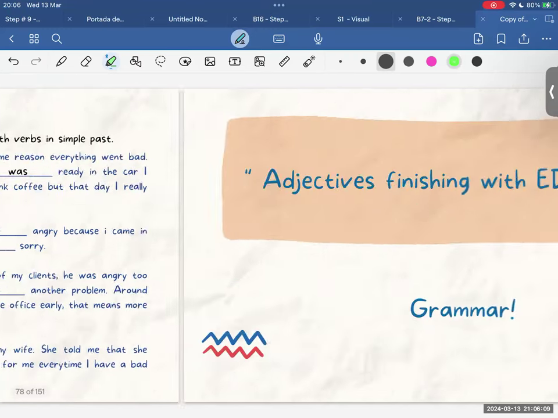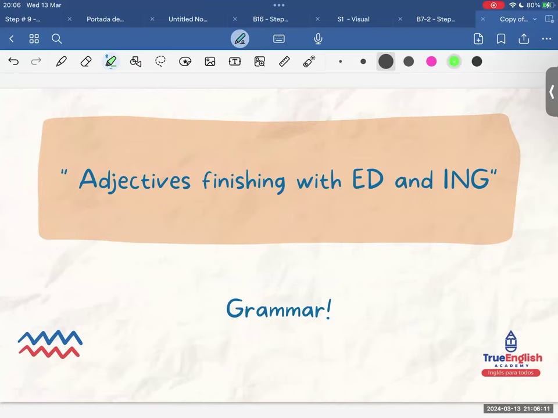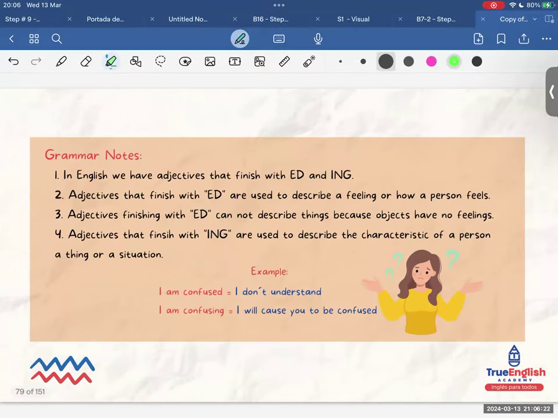All right. Okay, new class. Adjectives finishes with ED and ING. Oh my God. This is a good class. Very good class. Let's go with the info. Jose, help me with one, please. And two. One and two.